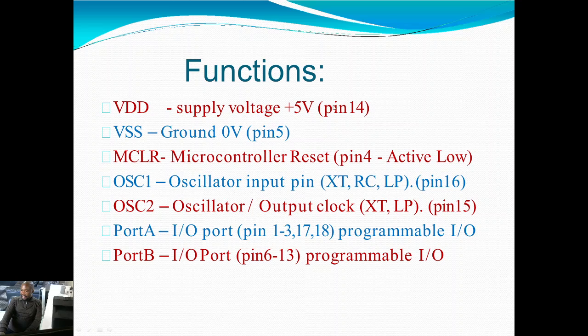VDD, it's for supply. Normally, we supply the microcontroller with 5 volts, but it works from 2 volts to 5.5 volts. VSS is your ground, it's pin 5. mclear, it's your reset. When the pin is low, the PIC goes into reset. Right. And then pins 15 and 16 are for your oscillator. Port A is pin 1 to pin 3, pin 17 and 18. These are programmable input output pins on port A. And then port B is pin 6 up to pin 13. These are programmable input output pins on port B.